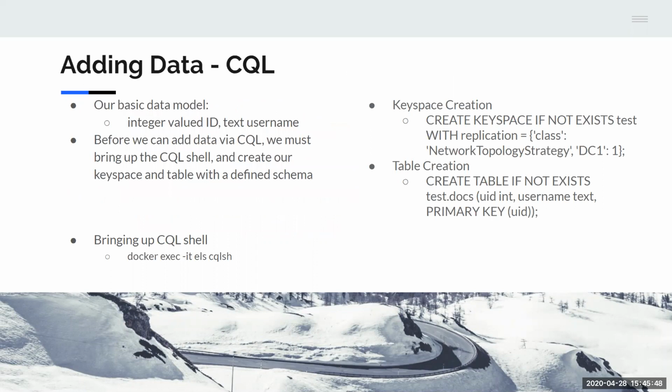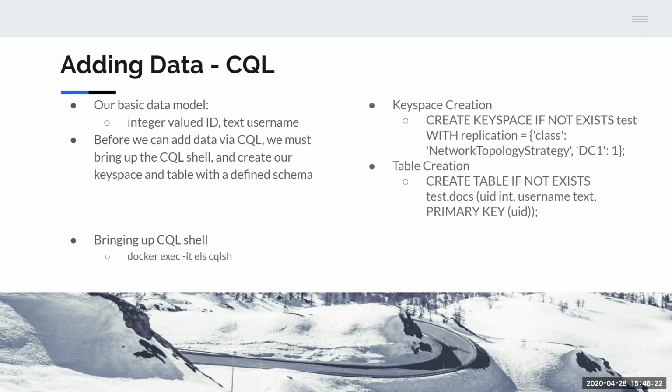If you want to add data using CQL, you need to go through a few steps. But the first thing we need to do is define what data is going to be stored. In this case, the example we're using is user ID, which is an integer valued variable, and username, which is a text valued variable. It's a very simple table, and it should work well for our examples. But before we can actually add our data in CQL, we need somewhere to add it to.